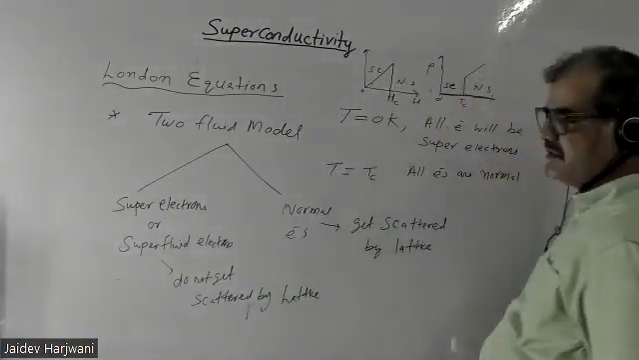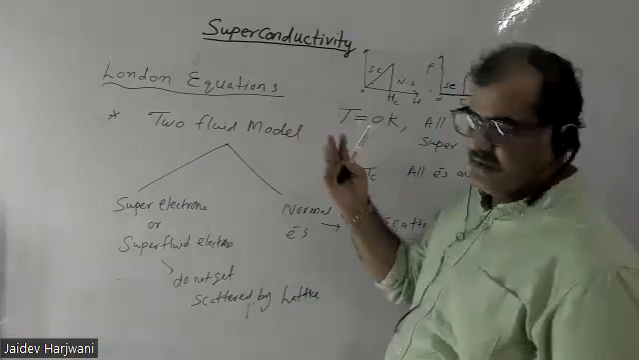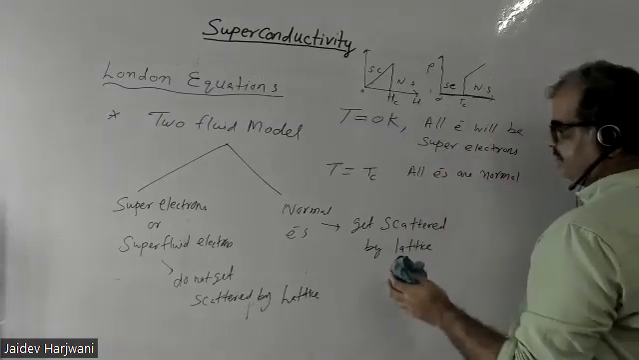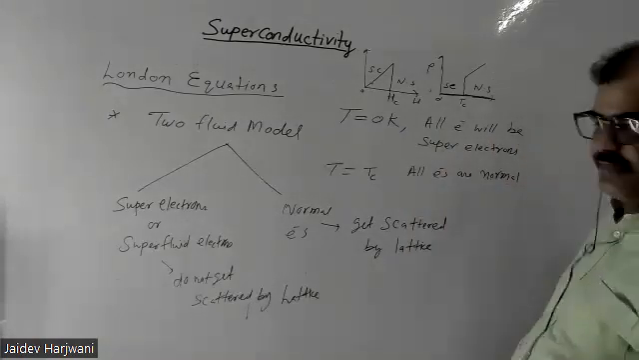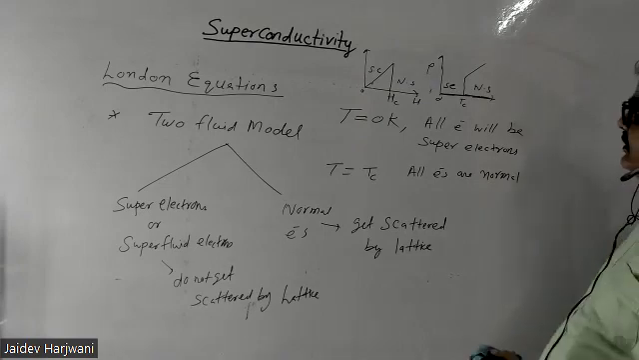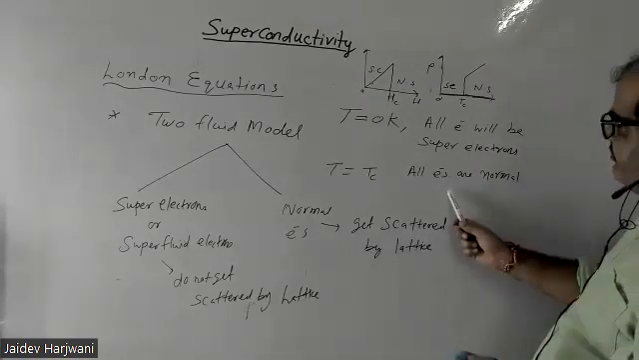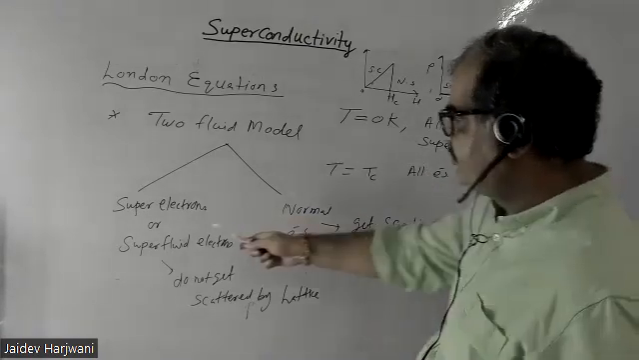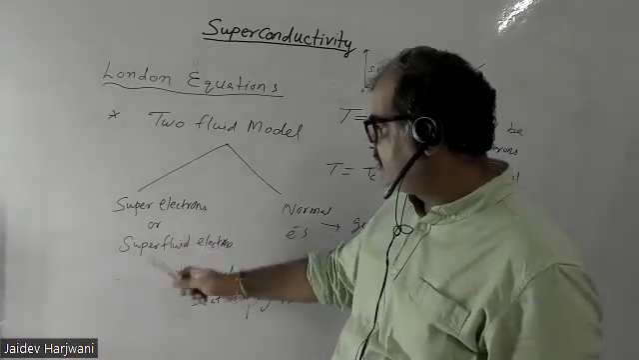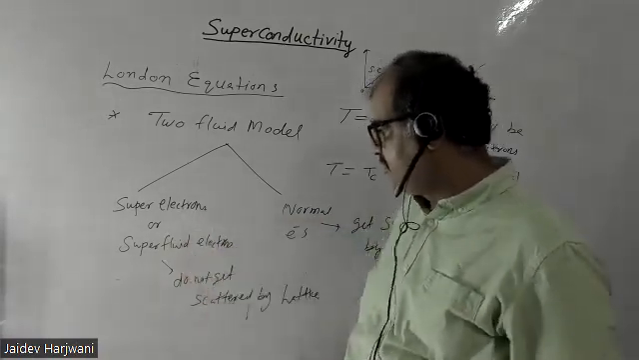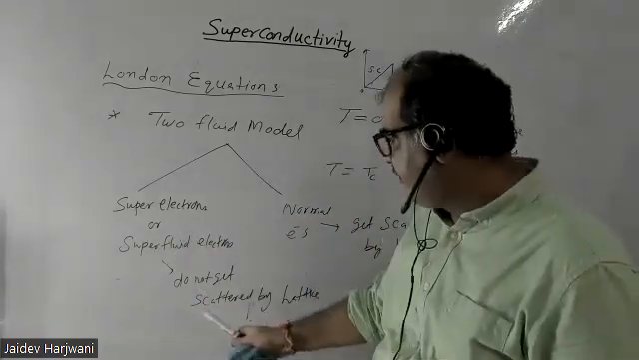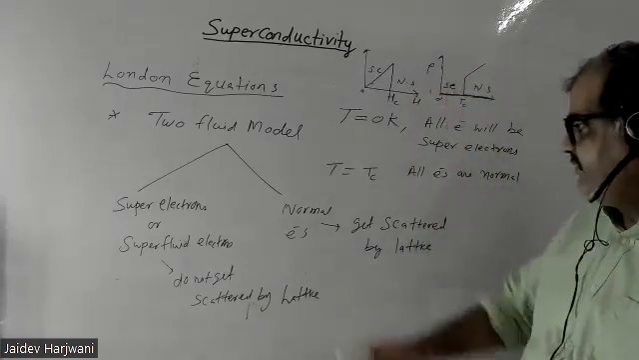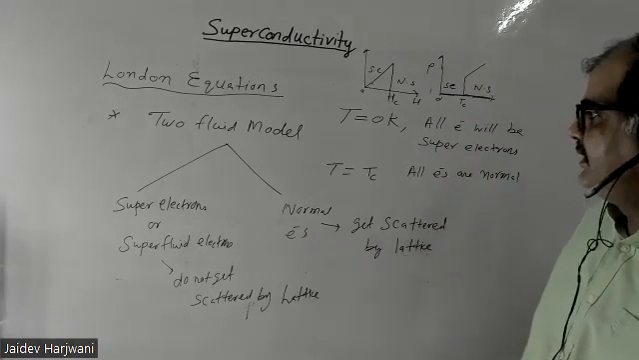Now we want to explain the zero resistivity and Meissner effect using London equations. Can I erase this one? On the left side, after superconductor, what is written? Super electrons or superfluid electrons, which do not get scattered by lattice, while normal electrons get scattered by lattice.